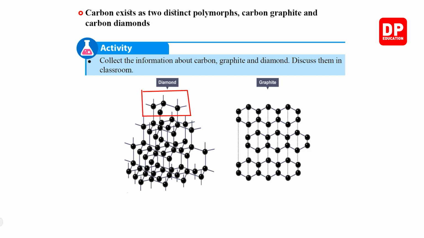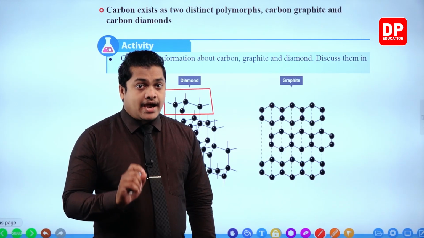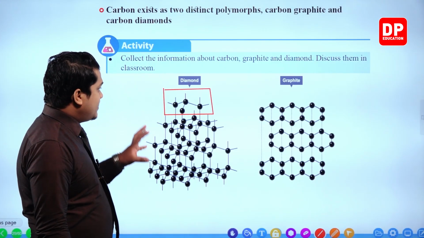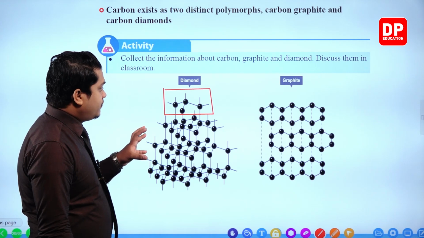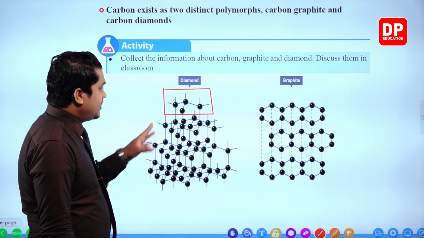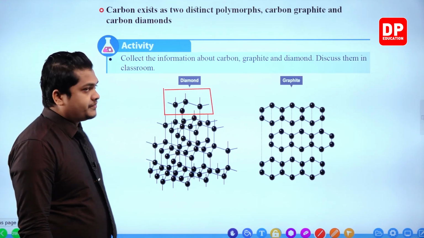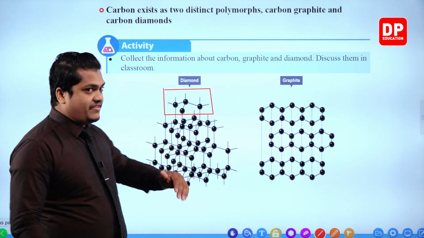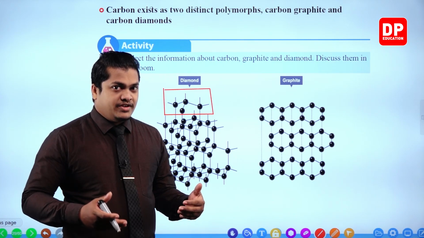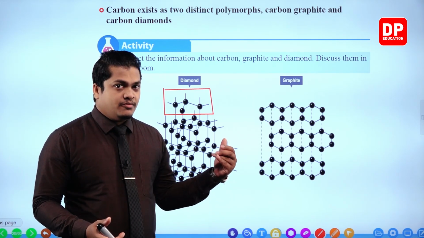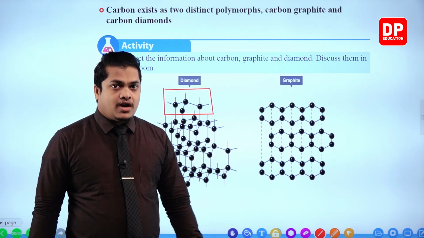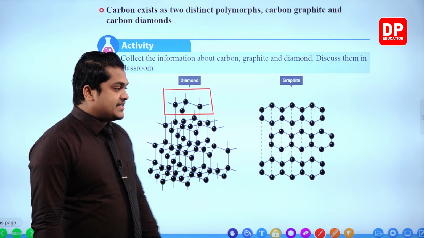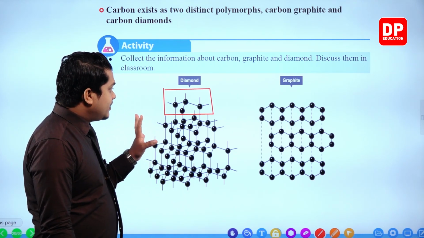So my dear children, this is the first and foremost polymorphic form of carbon, which is diamond. Diamond is made up of the bonding of 4 carbon atoms to each other like this as a structure. So what are the other features? Now here we are discussing the activity. I'm going to discuss with you the special properties of these 2 polymorphs of carbon. This is the first one, the diamond.